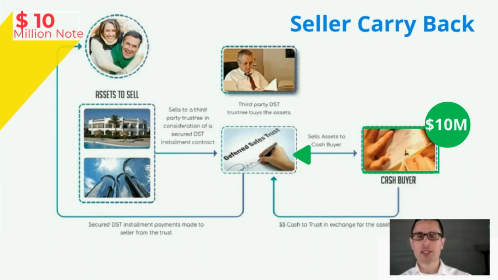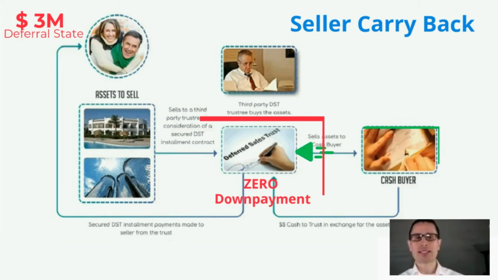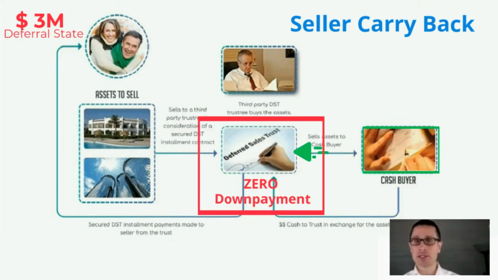Since the trust bought and sold for the same price, it has a 0 gain. Since the note holder took a 0 down payment, it has 0 that's due right now. It's in a deferral state. This $3 million is in a deferral state. The smoke clears, the buyer goes away, and the $10 million is in the trust. And where's that?